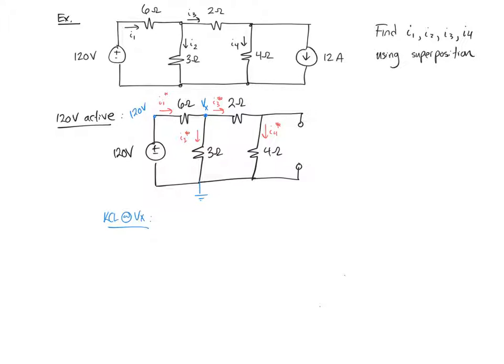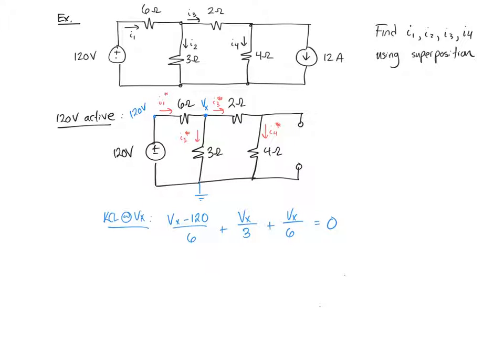So I'm going to do a KCL at node Vx, and the current through the 6 ohm resistor is given as (Vx minus 120) over 6. The current through the 3 ohm resistor is (Vx minus 0) over 3. The current through the 2 ohm and 4 ohm series path is given as (Vx minus 0) over 6 ohms, and all that must equal 0.